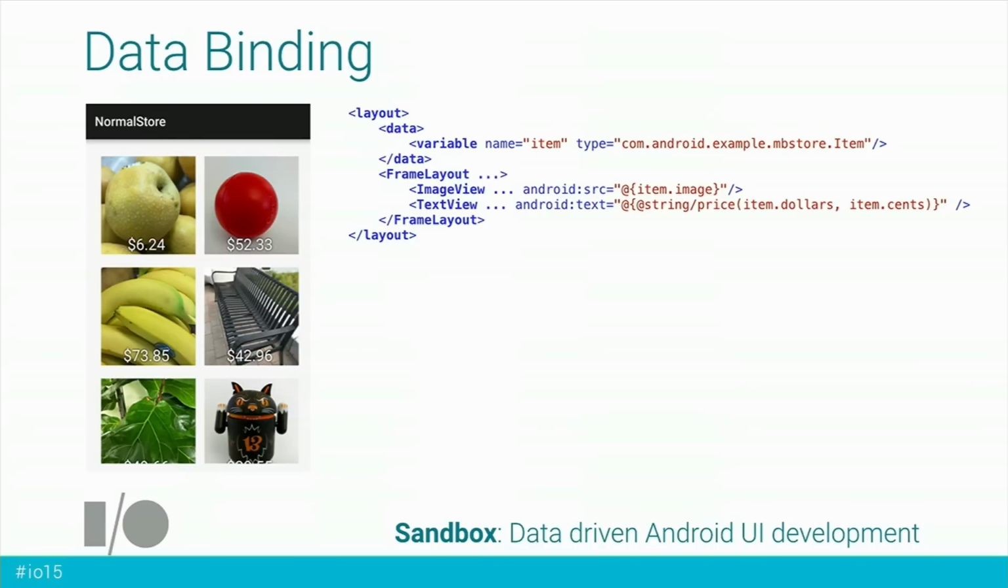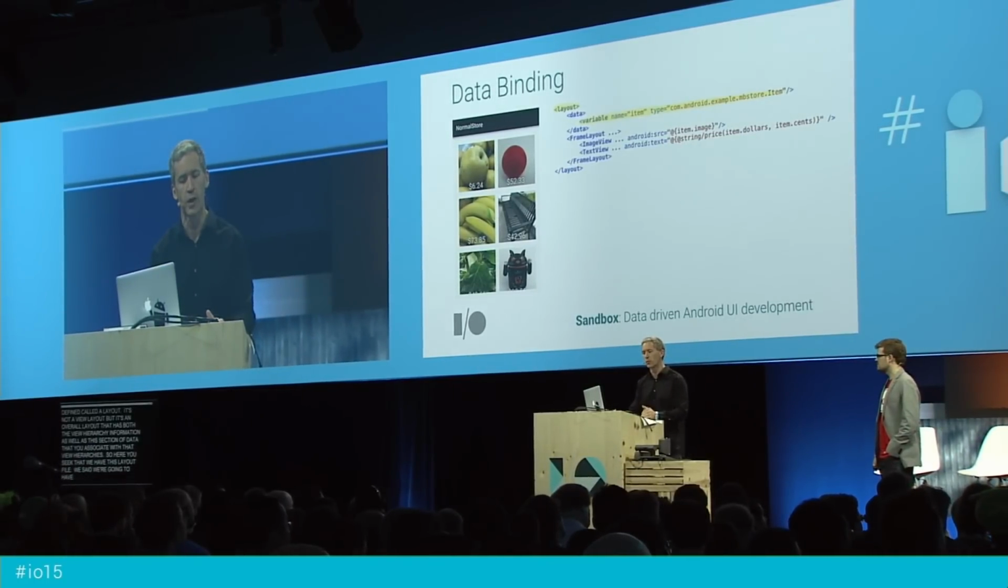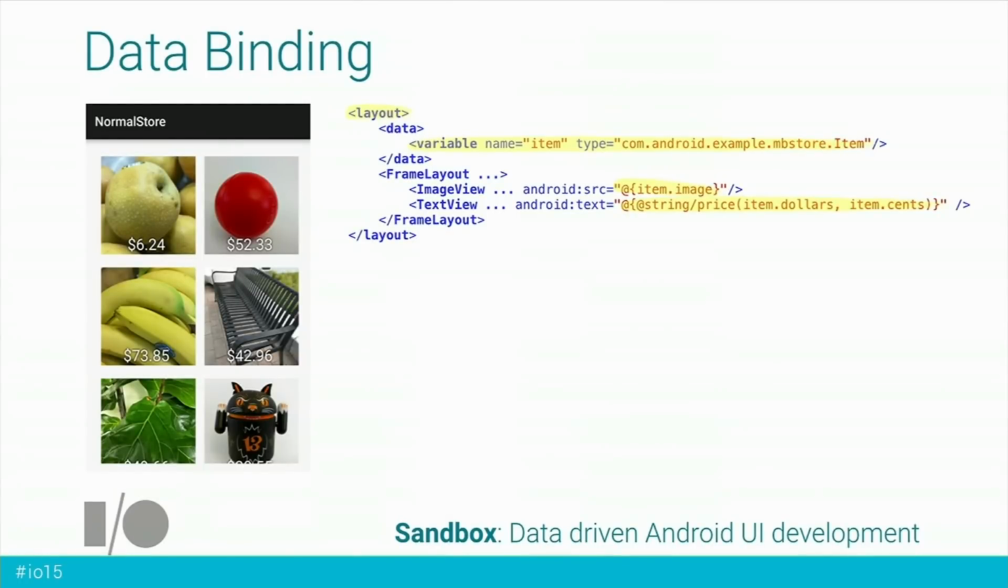You end up having this new type of resource file that we've defined called a layout. It's not a view layout, but it's an overall layout that has both the view hierarchy information as well as this section of data that you associate with that view hierarchy. So here you can see that we have the layout file, and then we have this variable. We said, OK, we're going to have this item thing that we're going to call item that we can refer to then within the file. And then we have the image view and the text view that can automatically bind to the data in there. So using this simple language, they can say, OK, give me the field in there and bind to that instead.